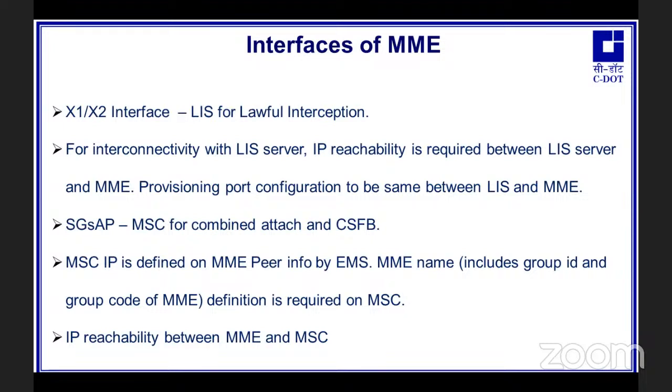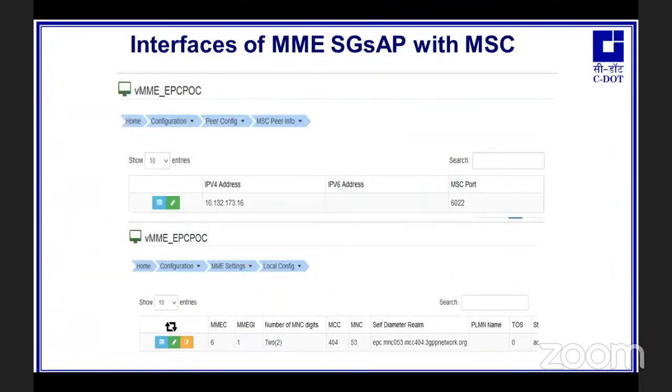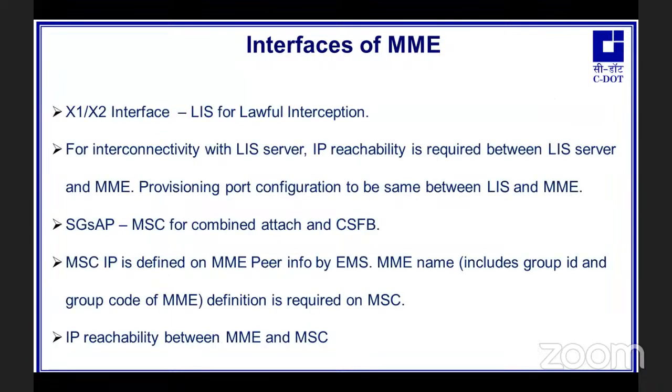Now the SGs interface. The SGs interface is for MSC and MME. Between MSC and MME, it comes into the picture for combined attach as well as for CSFB. And the MSC IP, we need to configure in MME. MME supports multiple MSCs, because in one circle there may be multiple MSCs. So multiple MSCs can be configured in MME.